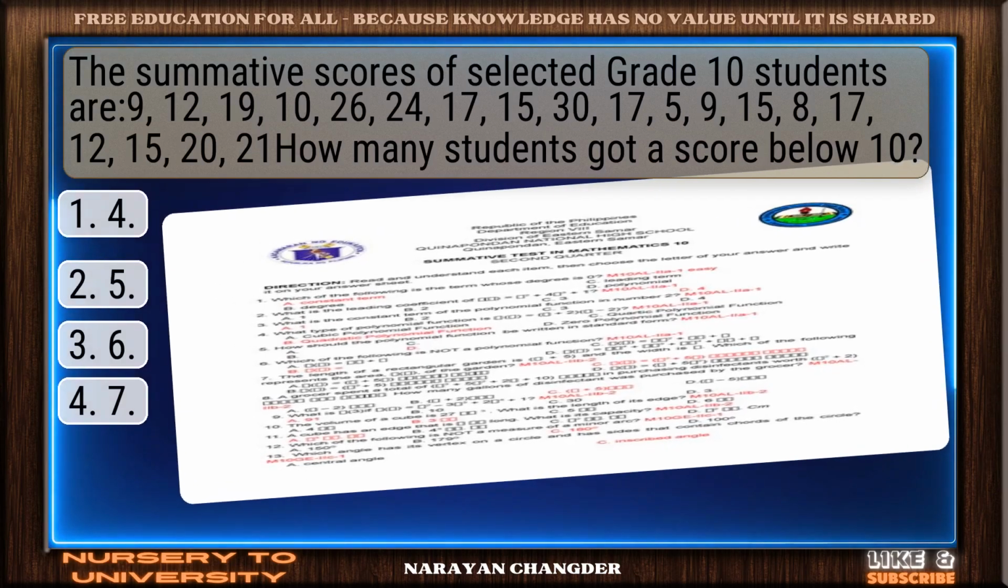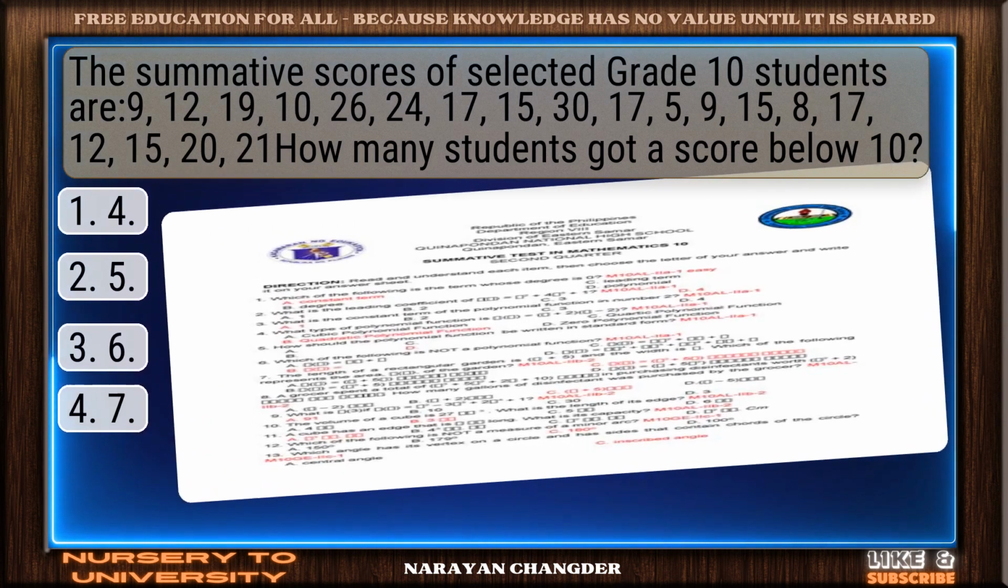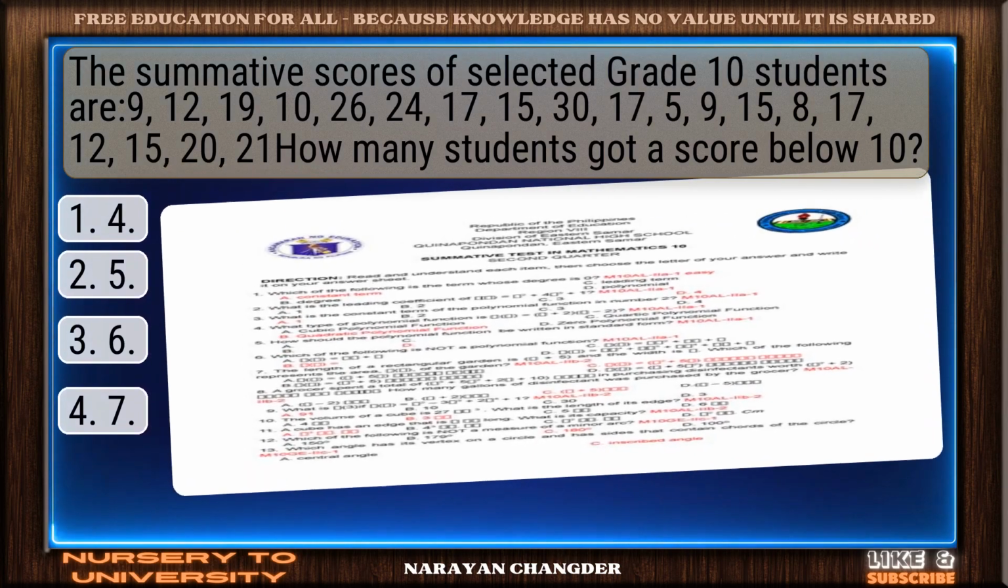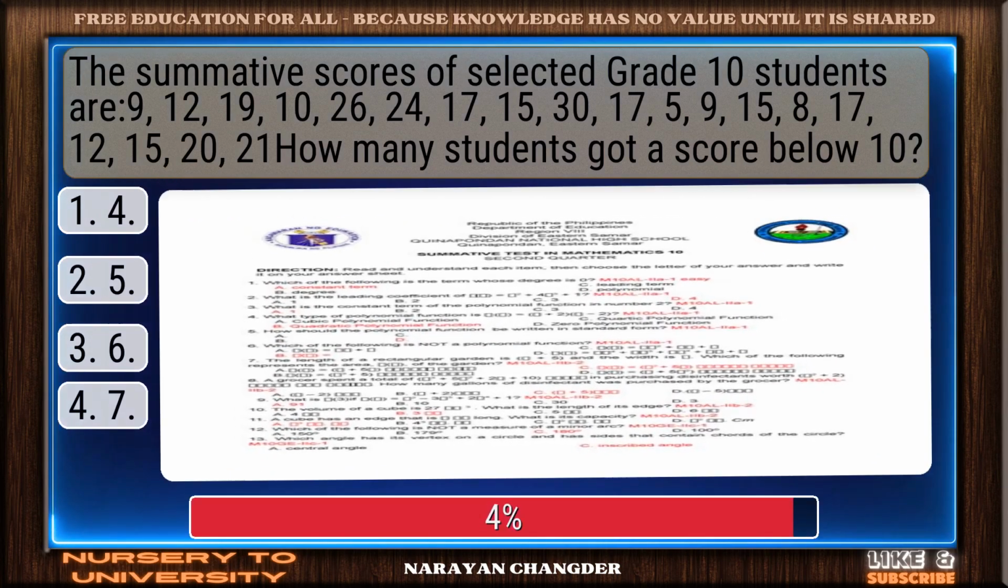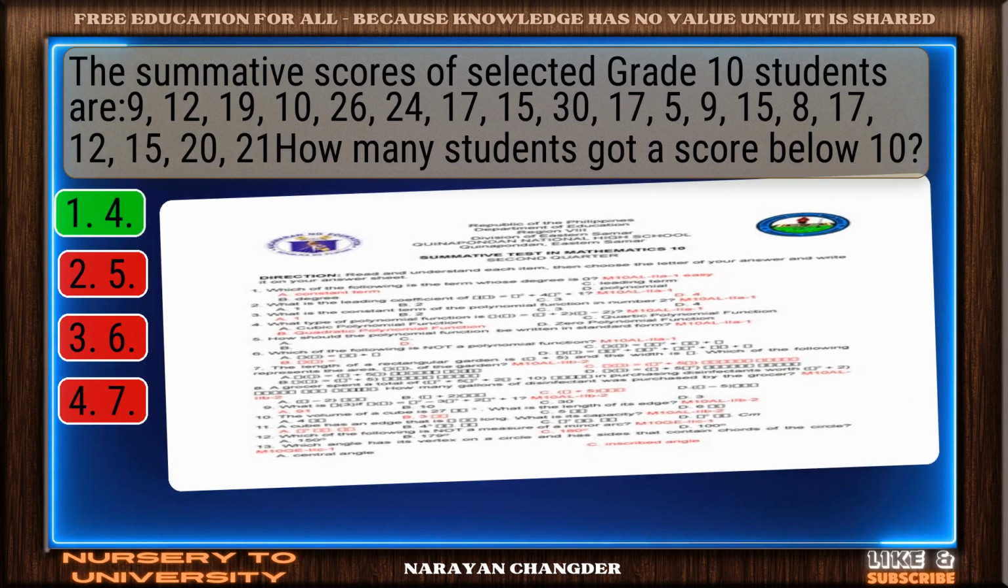The summative scores of selected grade 10 students are 9, 12, 19, 10, 26, 20, 14, 15, 5, 30, 17, 5, 9, 15, 8, 17, 12, 15, 20, 21. How many students got a score below 10? You got it? 4 fits.